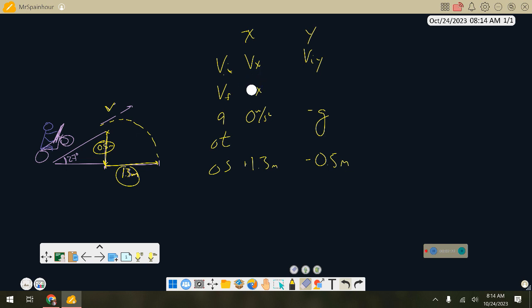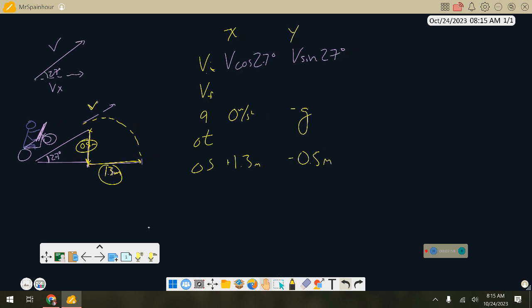Now, we don't know the velocity in the x or the velocity in the y, but if I zoom in on that triangle over here of v, to find velocity in the x, I would use trig, and take this total times the cosine of 27 degrees. So this would be v cosine 27 degrees, and of course this would be v sine 27 degrees. And that is actually all the information that we know in this particular problem.